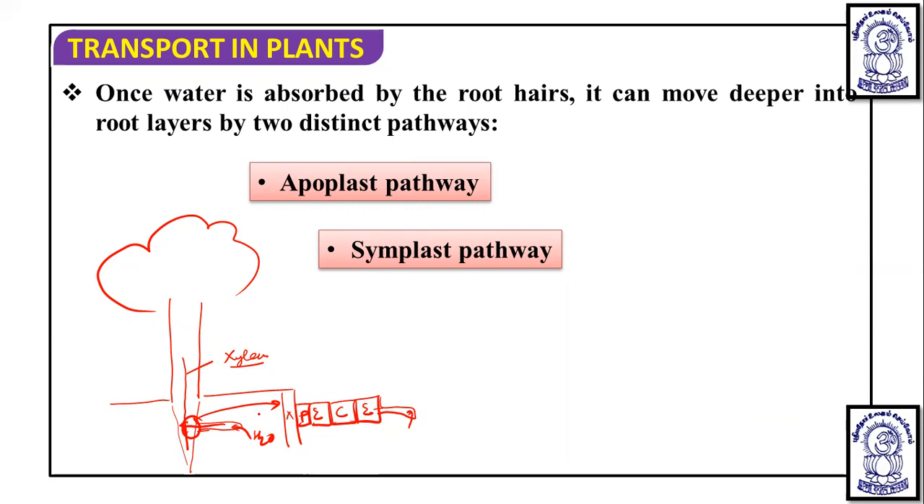So, absorption through root hair from the soil. After absorption, passing through the epidermis, cortex, endodermis, and pericycle, it will reach the xylem. How it will reach the root xylem from the epidermal cell will be explained by these two pathways, that is apoplast and symplast. Now, what occurs in this apoplast and symplast pathway?